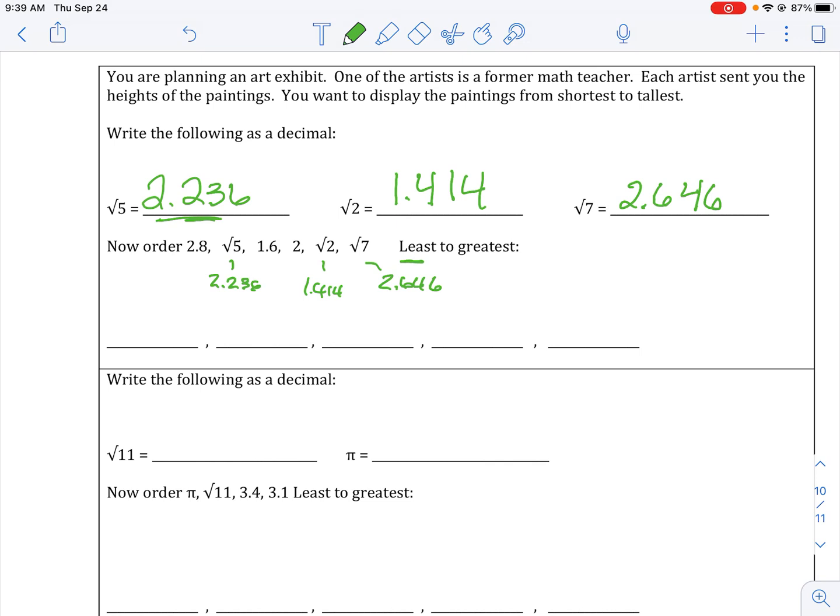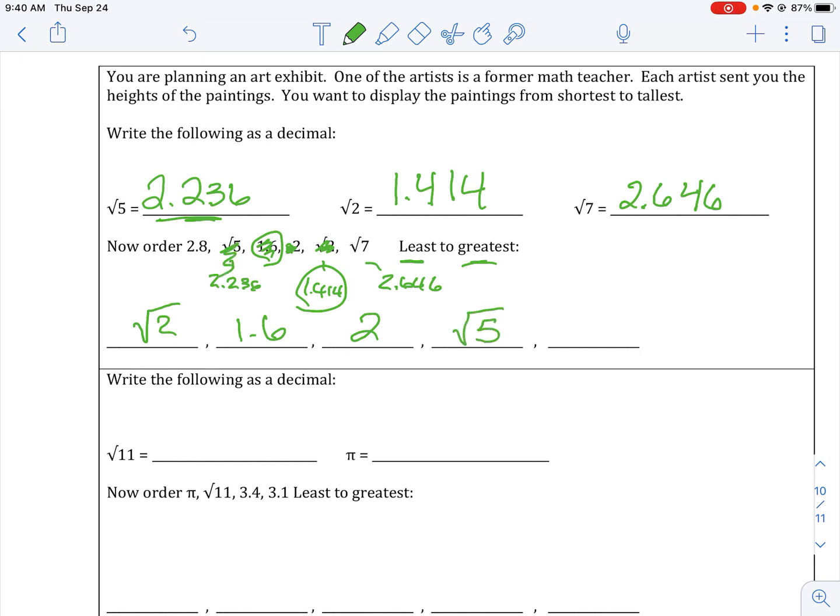So I want to go from least to greatest, smallest to largest. The smallest of all of these numbers is 1.4, so the square root of 2 goes first. The next smallest is 1.6, so that goes next. I'm going to cross these off as I go because I've already used them. Then just the number 2, because all the rest are decimals that are larger than 2. So I have 2.8, 2.2, 2.6.